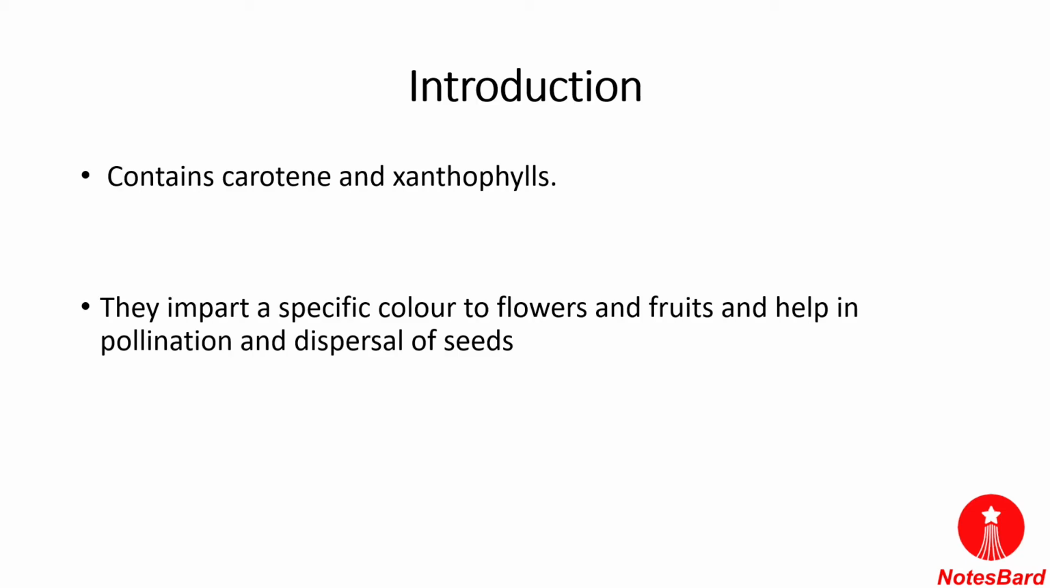By way of introduction, they contain carotenoids, carotene and xanthophylls. Moreover, they impart a specific color to flowers and fruits, and they help in the pollination and the dispersal of the fruits. They have different colors because it will attract the pollinators. For example, chloroplasts only show the green color because they have the chlorophyll pigment present in them. But chromoplasts can be of different colors, and they attract the pollinators because of these colors.